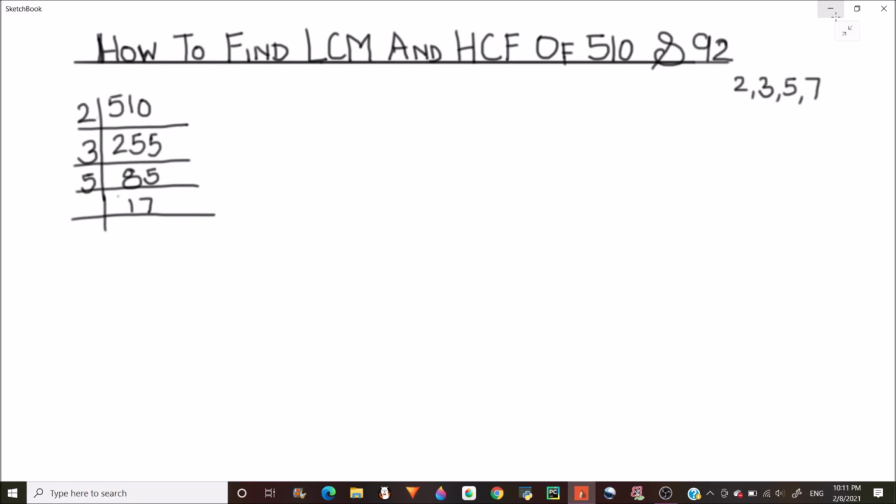Now 17 is a prime number, so it is only divisible by 17. So here we got all the factors. So here our division is completed.